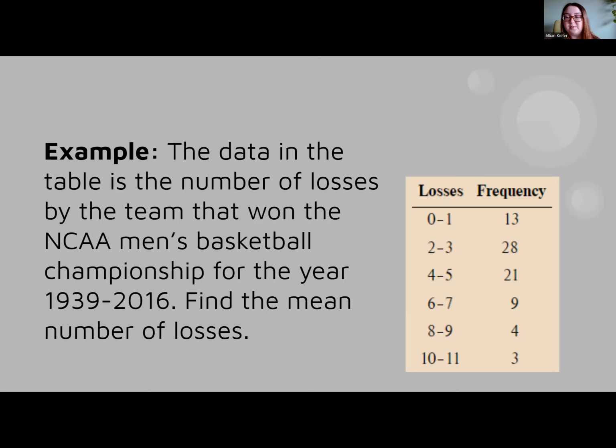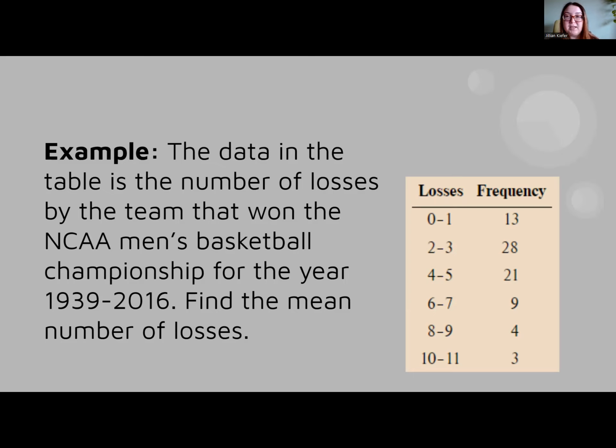Between 2 and 3, there were 28, for the number of losses for all the different years. So there are 13 times the losses were between 0 and 1, 28 times were between 2 and 3, 21 times were between 4 and 5, 9 times between 6 and 7, 4 times between 8 and 9, and 3 times between 10 and 11.